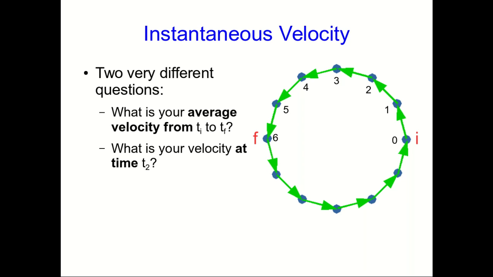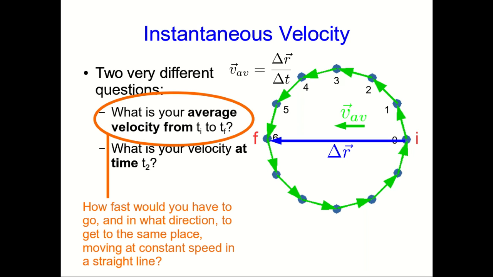So the average velocity we've been talking about, we know how to do that. You could measure your displacement from i to f. Now you just divide that displacement vector by the time it took you to get from i to f, and that is your average velocity vector from i to f. And we can restate that question. We've already done so earlier. It would go something like this. How fast would you have to go and in what direction to get to the same place, moving at constant speed in a straight line? Now that's a kind of complicated sounding question, isn't it? But the answer is this thing we call the average velocity.